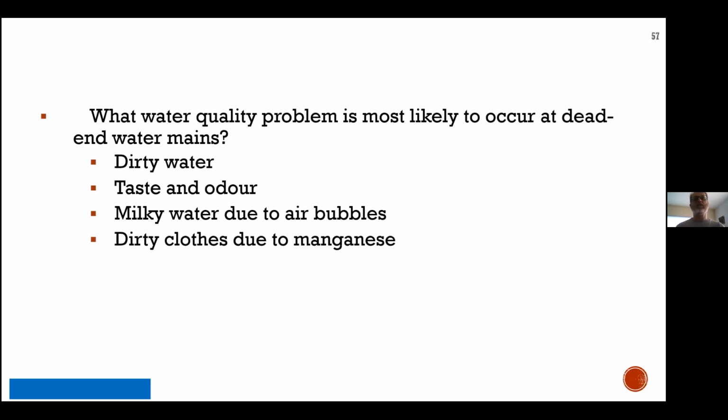What water quality issue is most likely to occur at the end or dead ends of water mains? Taste and odor. Water may still be fairly clear because one of the issues at dead ends is there's not a lot of flow. So you don't get velocity, you don't get scouring, which can create the dirty water or the stained clothing. But it is perhaps a taste and odor problem.